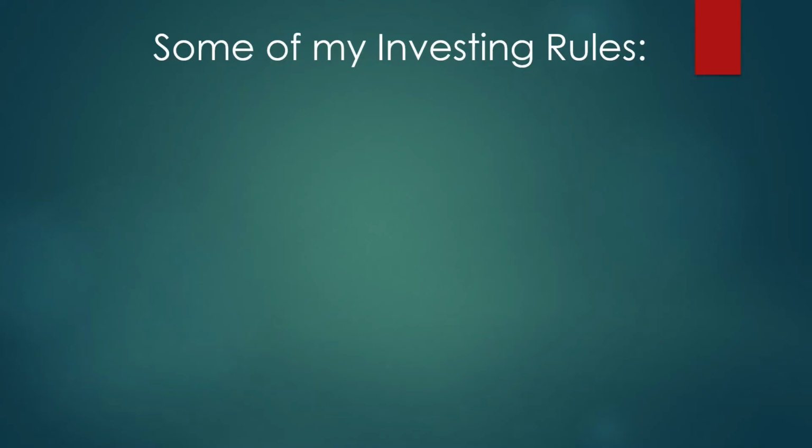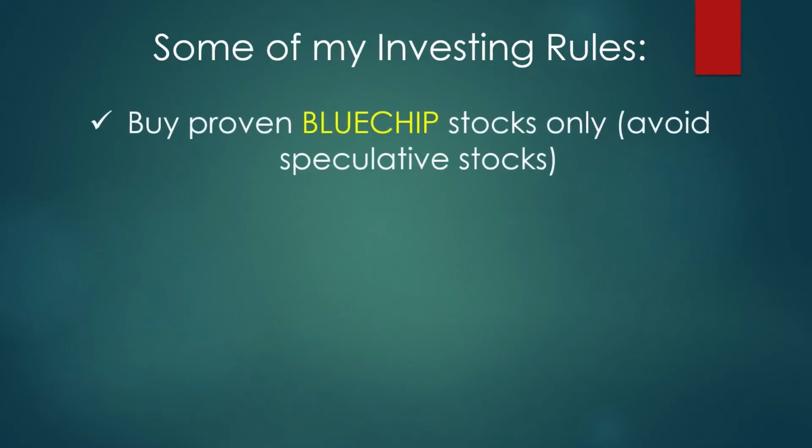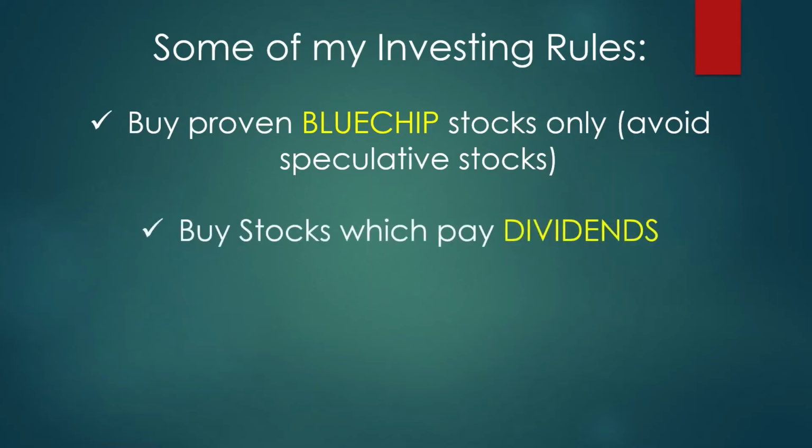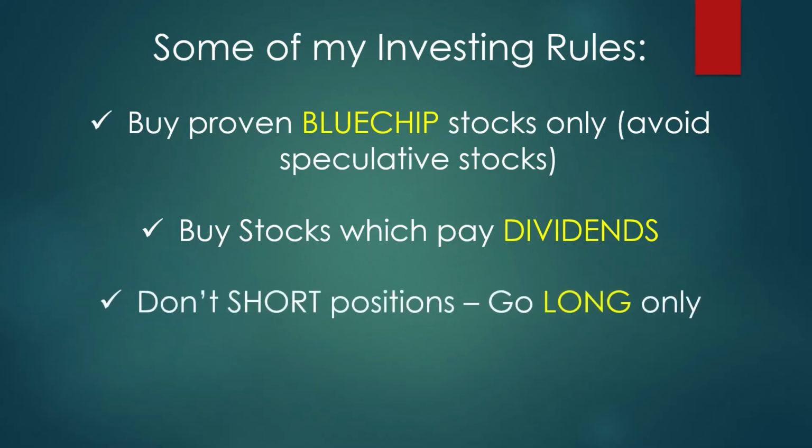Here are some of my investing rules. Buy proven blue chip stocks only, avoid speculative stocks. This ensures the company whose shares you're buying has had a good track record and more likely potential for future growth. Buy stocks which pay dividends. Do a quick search of the stock before buying to ensure it recently paid a dividend or is about to. This is a good indicator that the company has future potential of growth. If the company recently stopped paying dividends, it may be a sign that their growth potential may be challenged.